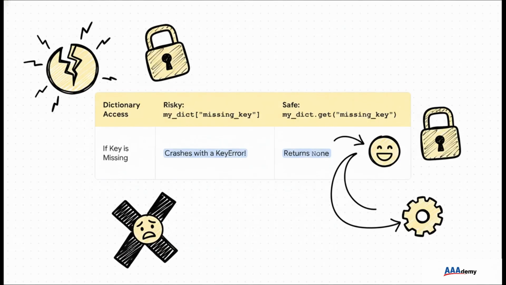Here is another massive pro tip for working with dictionaries. If you try to access a key that doesn't exist using those square brackets, your whole program will just crash with a KeyError. The safer, professional way to do it is to use the .get method. If the key is missing, it simply returns None, and your program just keeps on running smoothly, no crash.